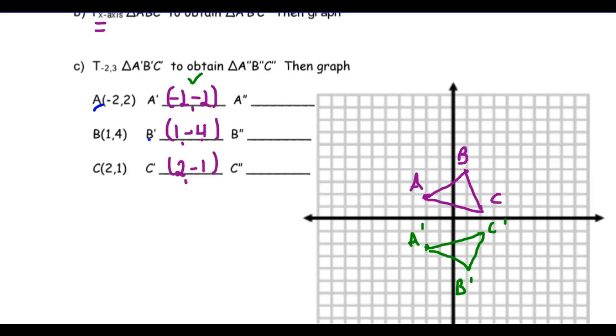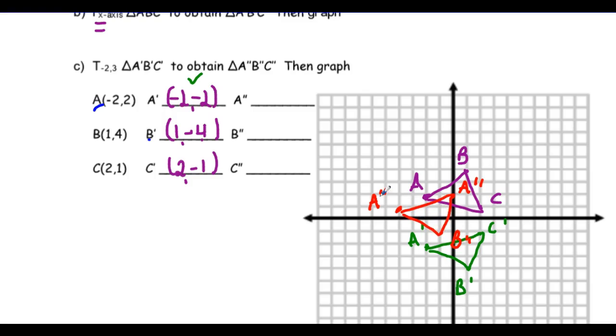Let me get a different color. Let's do red. Left 2, up 3. A double prime. Left 2, 1, 2, 3. It gets a little tricky when they overlap. Left 2, 1, 2, 3. B double prime. And notice there is a space for us to write down the ordered pairs. We will have to make note of them.